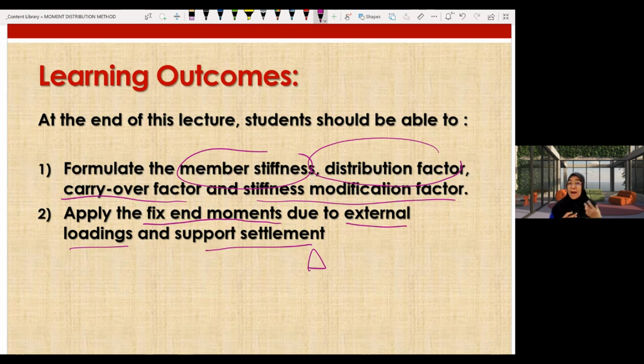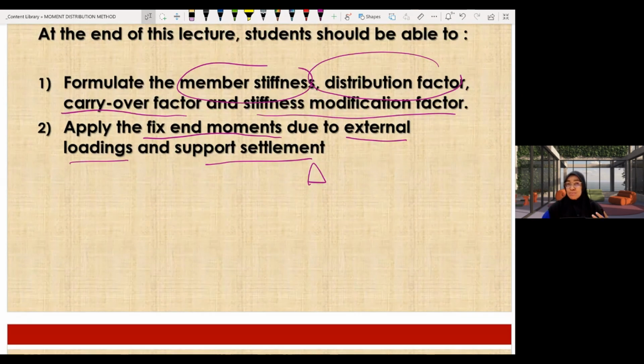What is the stiffness factor for member AB, member BC, member CD. We have to know how to calculate the distribution factor from the member stiffness factor, and then understand what the carryover factor is and how to use it, as well as the stiffness modification factor. After that, we have to know how to apply and calculate fixed end moment, which is due to external loading as well as support settlement.